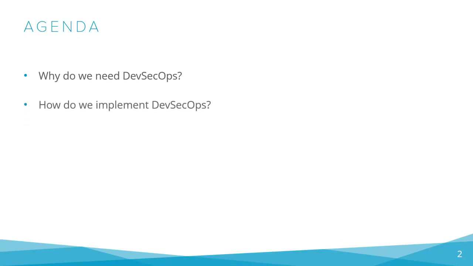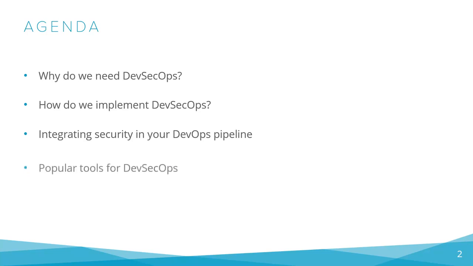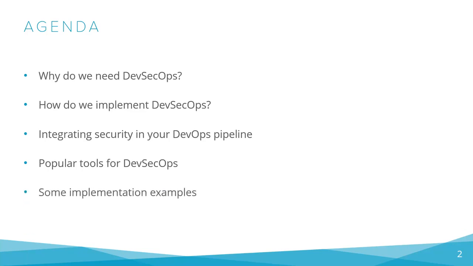Here we will go through why we need DevSecOps, how we implement DevSecOps, and how security can be integrated into the DevOps pipeline. We will briefly discuss popular tools and we will end up with some examples of DevSecOps implementation.